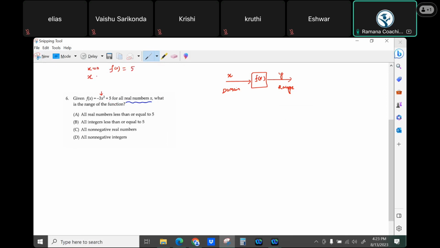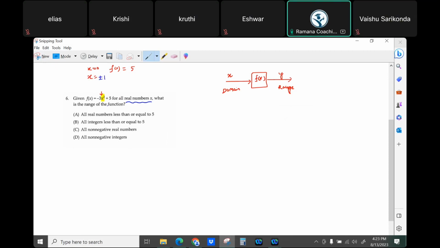And then, since it is x squared, does it really matter whether x is positive or negative? Because square turns it positive, correct? So which means I can go for plus or minus 1. So x squared becomes 1, whether it's plus 1 or negative 1. Negative 3 times 1 is how much? Negative 3. Negative 3 plus 5, 2.